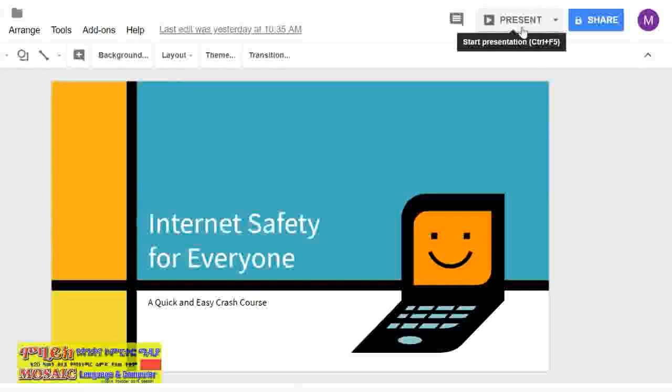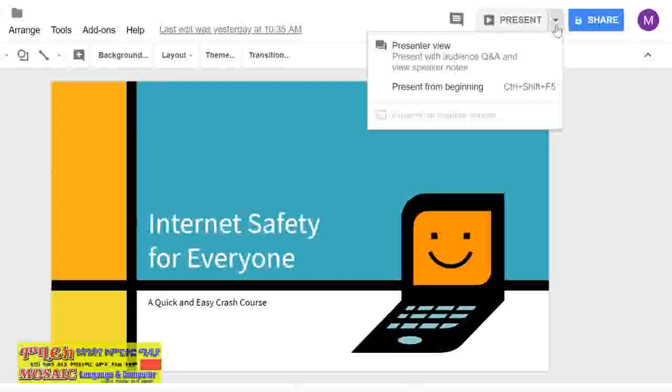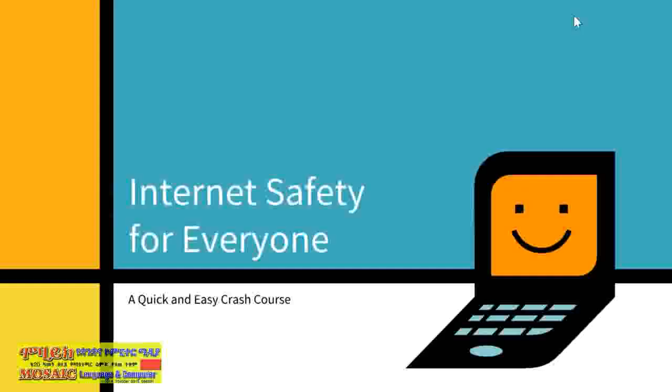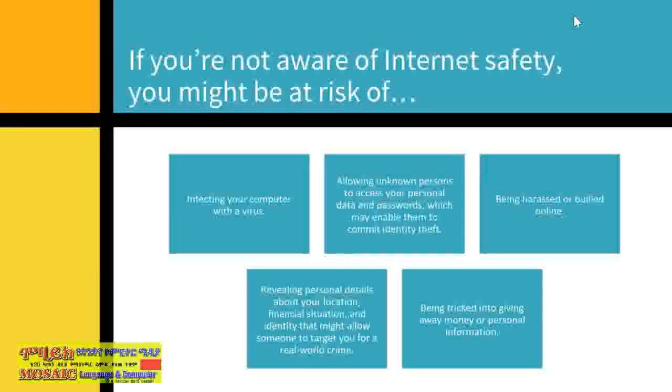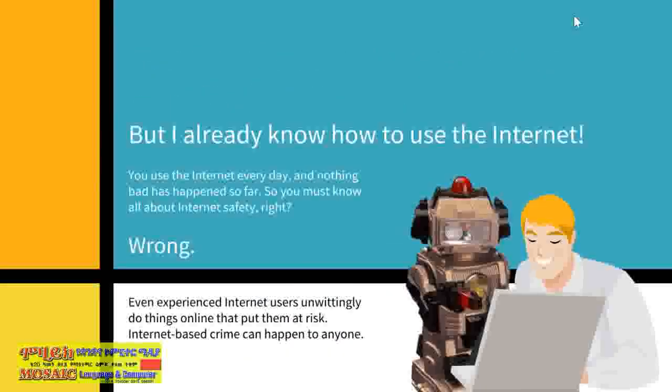You can either click the Present command to play from the current slide, or click the drop-down menu for more options. I'm going to select Present from Beginning to play from the first slide. To go to the next slide, you can click your mouse, or press the spacebar on your keyboard. Or you can use the arrow keys on your keyboard to go backwards or forwards.